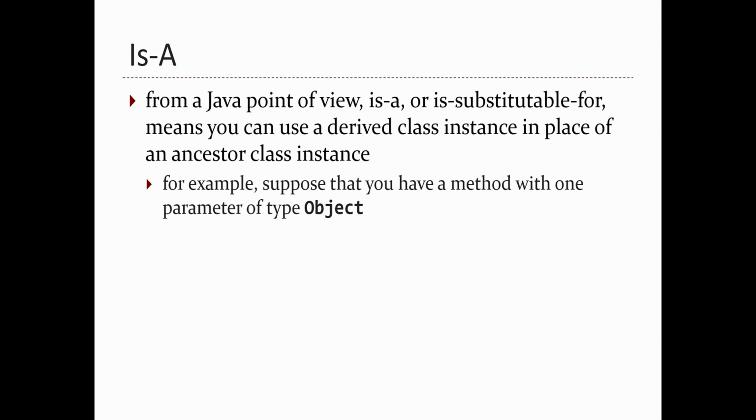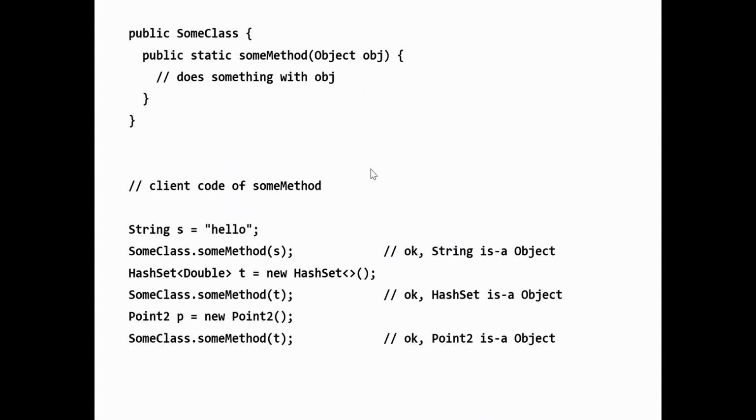Okay, so from a Java point of view, "is" or "is substitutable for" means you can use a derived class object anywhere you need an ancestor class object. So for example, suppose I have a method, and it takes in a parameter whose type is Object, big O Object. This is just like equals; equals takes in a big O Object. So here we have some class, it's got some method, and some method takes in a big O Object. What can you use to call this method? Do I need a big O Object, or can I use something else?